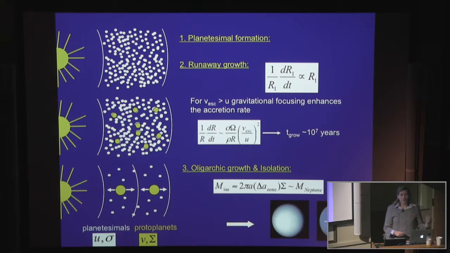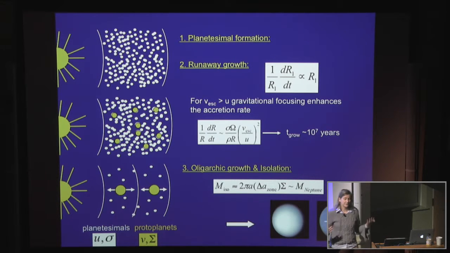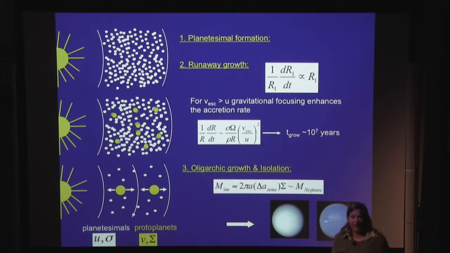It's called runaway growth because during this growth, the rate at which a body will double its own mass or its own size is proportional to its own size. So the growth rate is proportional to the radius. It means the bigger you are, the faster you grow. And so if you are one body that's slightly bigger than the rest, you literally run away in size from all the other bodies in the system. That's why we call it runaway growth.